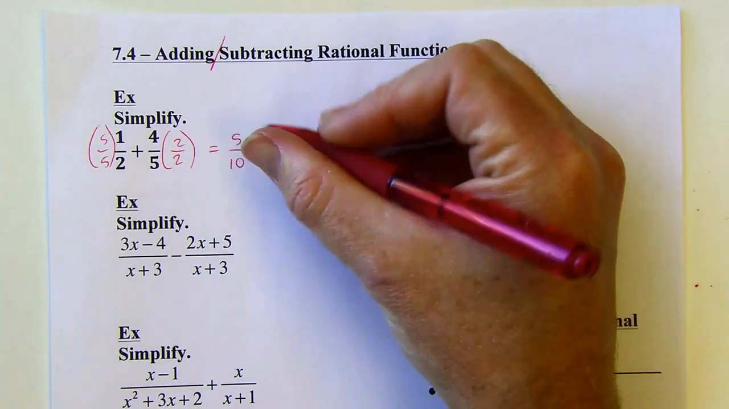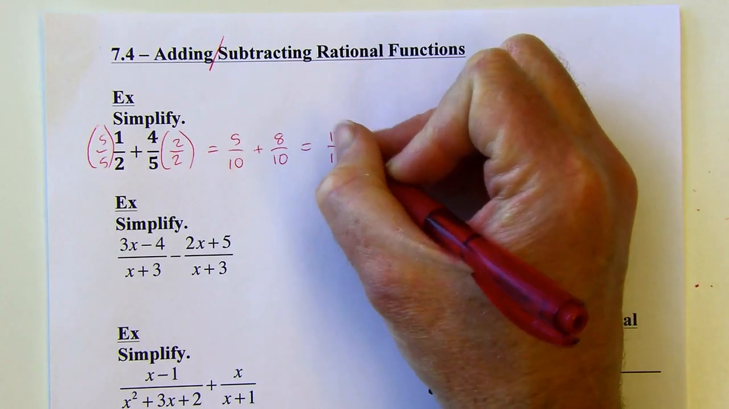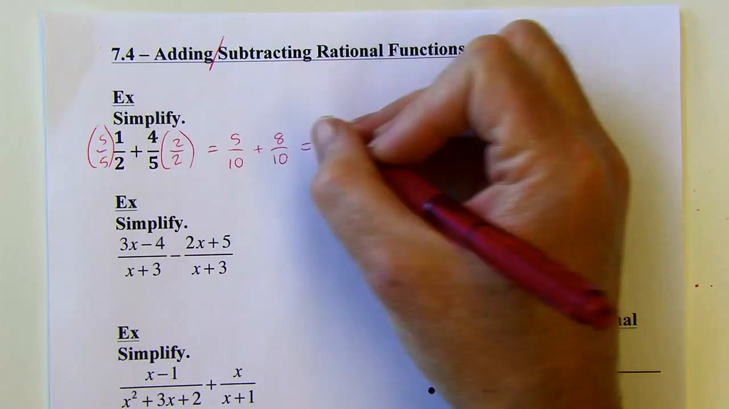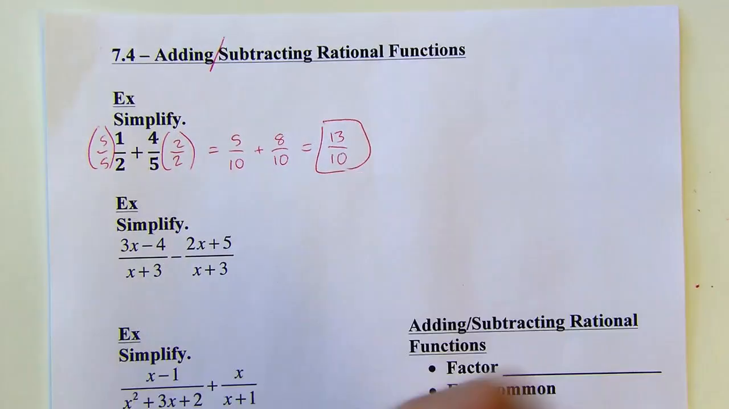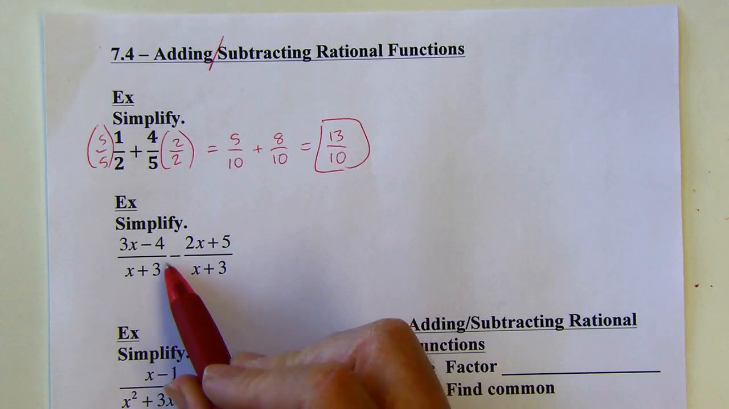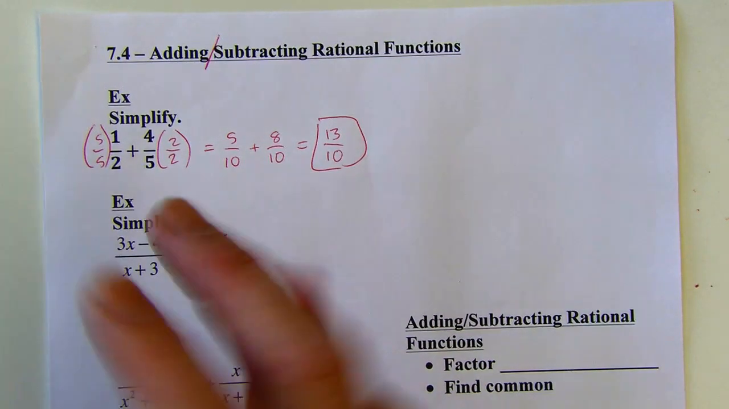Now, I just add the numerators, so 5 plus 8 is 13, and keep the denominator the same. And I've got 13/10. Okay. All right, so next up, hey, I'm subtracting fractions. I need a common denominator. Oh, look at this. We already have a common denominator. Well, that's good luck.